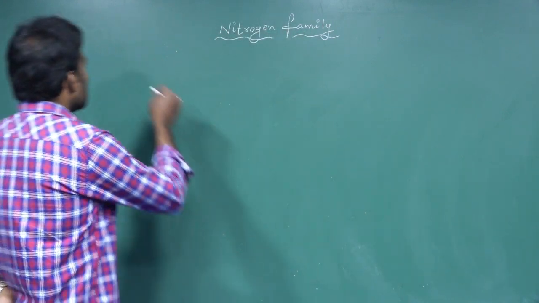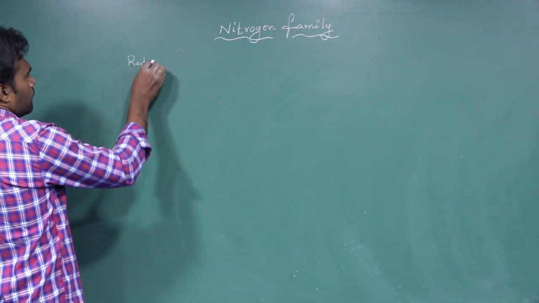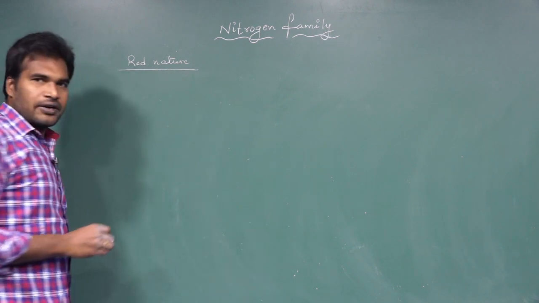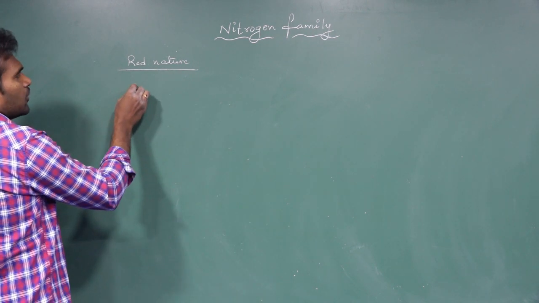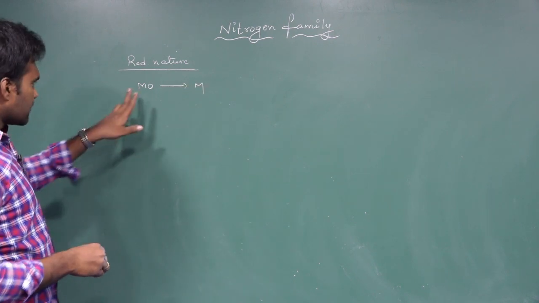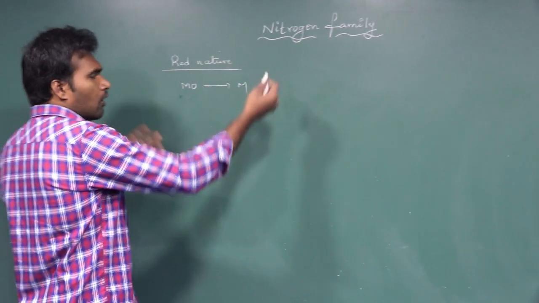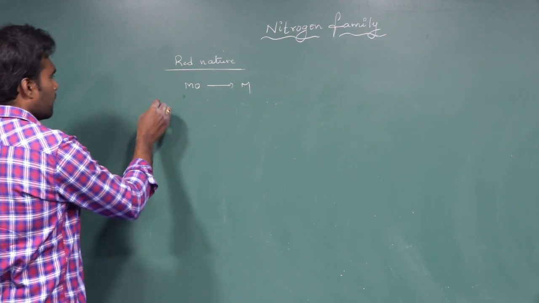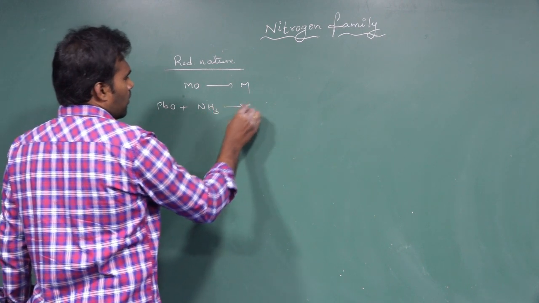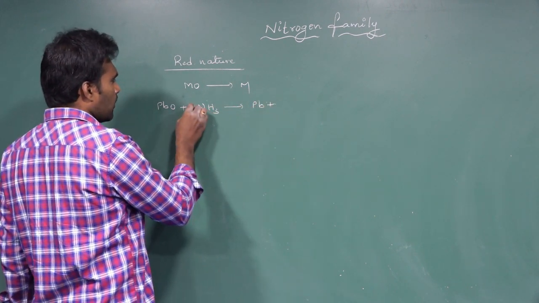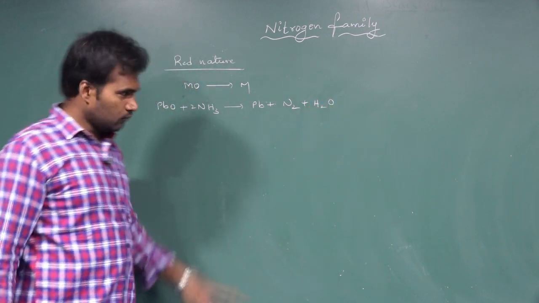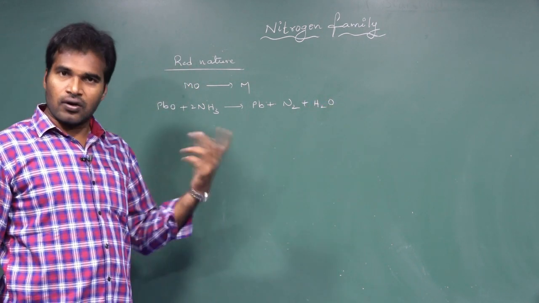Next one, reducing nature. Ammonia also shows some reducing behavior. It reduces metal oxides into metals and itself oxidizes to nitrogen. For example, I am taking lead oxide. When lead oxide reacts with ammonia, we get lead, and the ammonia comes out as nitrogen and H2. So this is the reducing nature of ammonia.